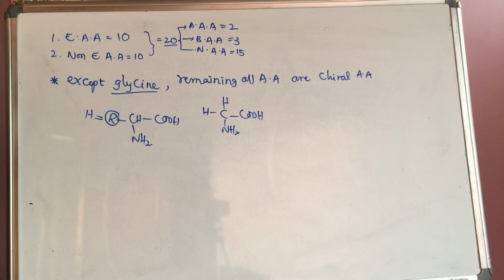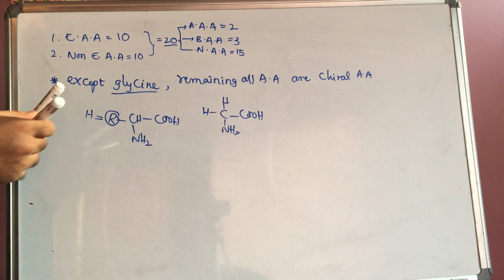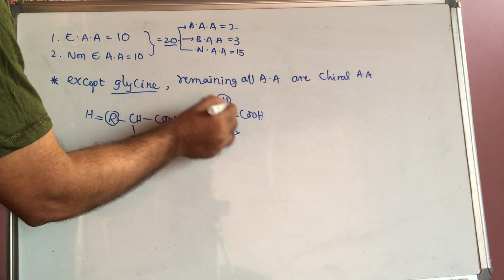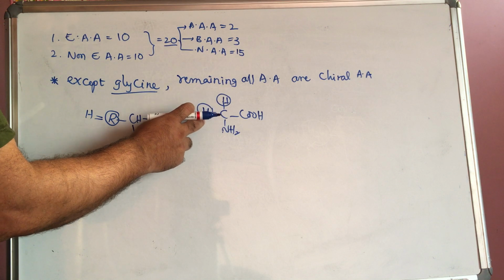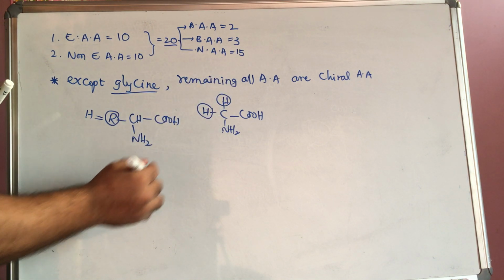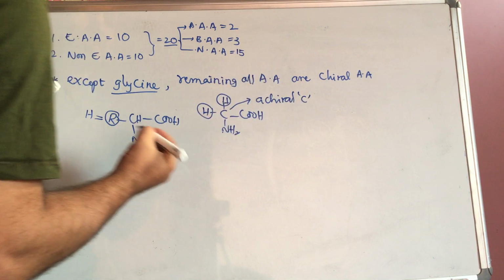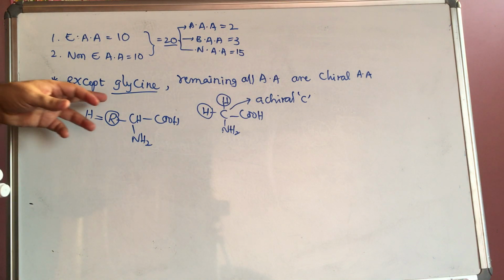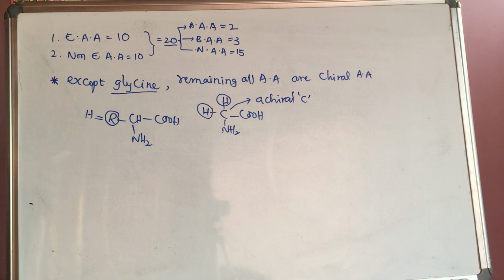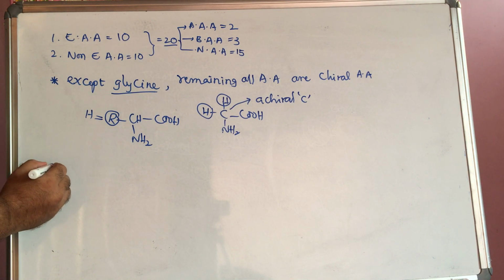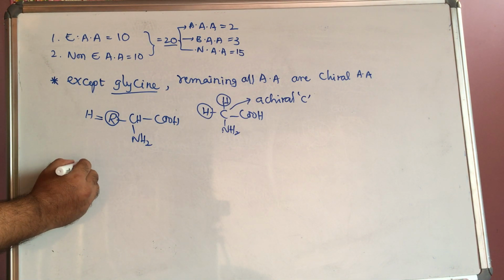So we know that at a chiral carbon all groups should be different, but here the hydrogens are the same. When all four groups or atoms are different, that is called chiral. But here both hydrogens are the same. That is called an achiral carbon. Therefore, it is not optically active. Remaining all are optically active. In that, in the last class I already gave one more explanation: all naturally occurring amino acids are L.